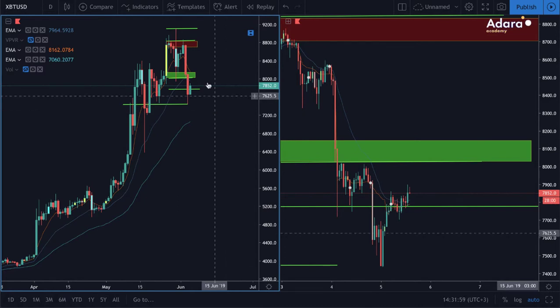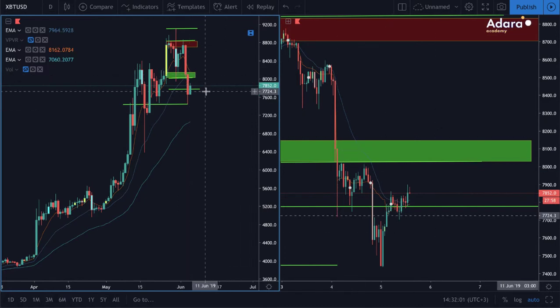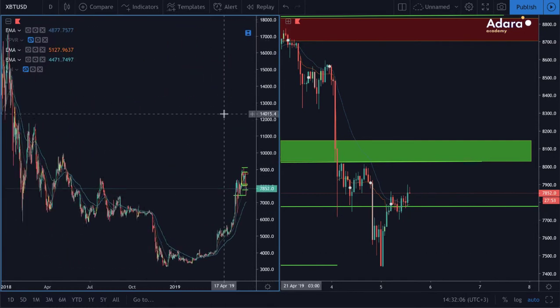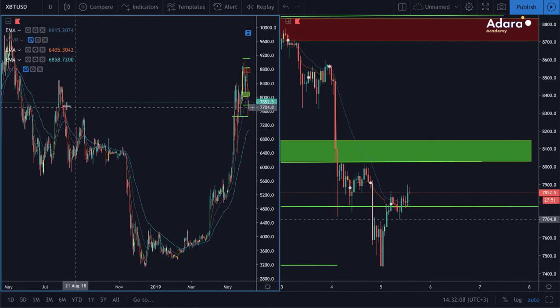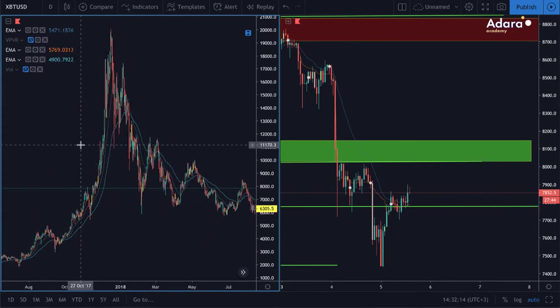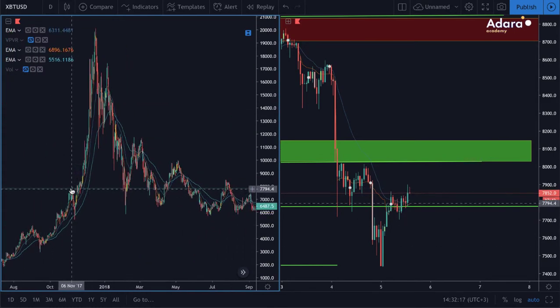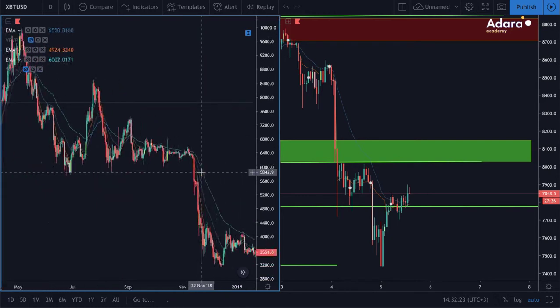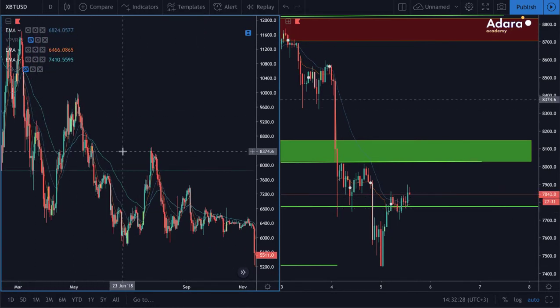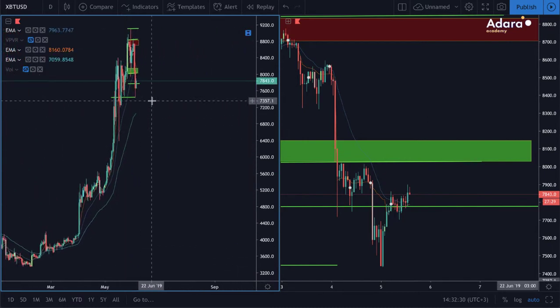Plus, this is an interesting level, because if we go back, we can see that we are now at the top or near the top of where we were back in July of 2018. So taking a look back, there was previous resistance here at this level, and then also here as well, and here. So this is a pretty significant support level right here.